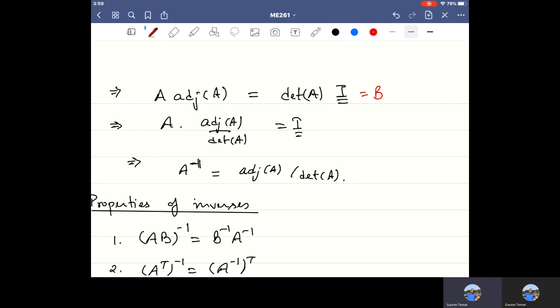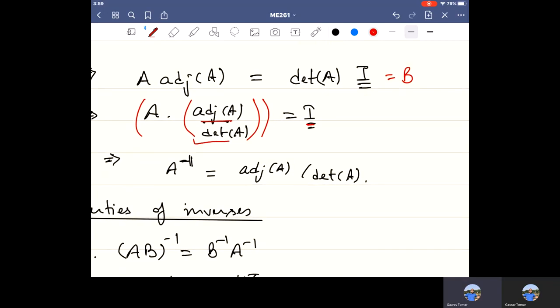Now, determinant of A is a number belonging to that field, so we can bring it down. So you get A into adjoint of A divided by determinant of A as identity matrix, correct? This means that this matrix must be A inverse, because that's giving you an identity transformation. So then you can define A inverse as adjugate or adjoint of A. Here, when we say adjoint, we mean classical adjoint and not the adjoint for a general matrix. So the classical adjoint of A divided by determinant of A gives you the A inverse, correct?